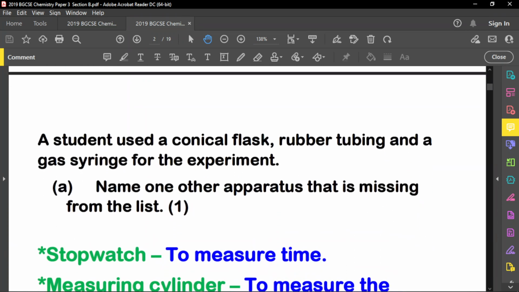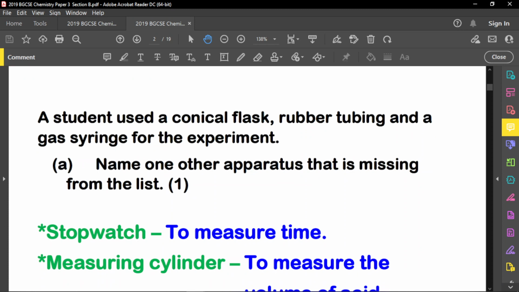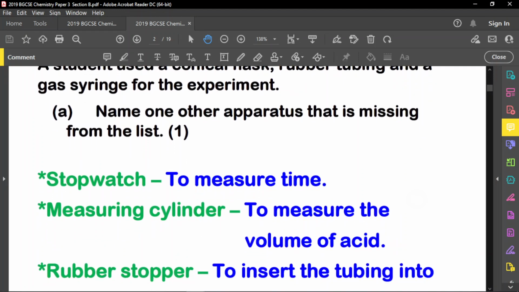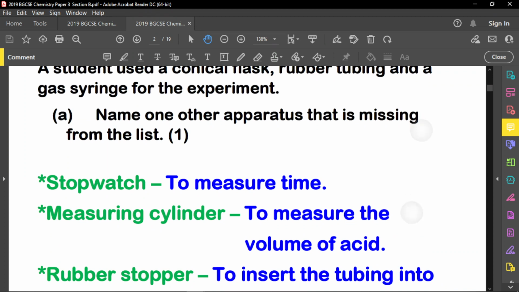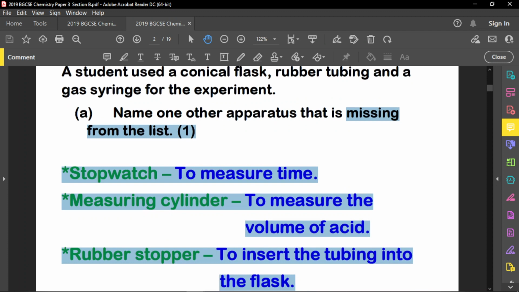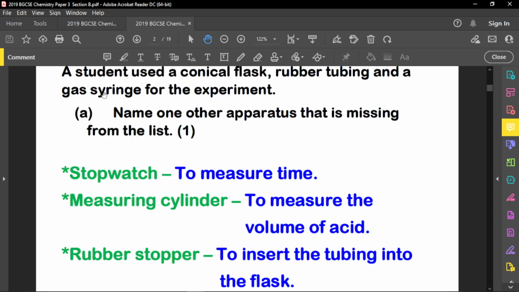A student used a conical flask, rubber tubing, and a gas syringe for the experiment. Name one other apparatus that is missing from the list. And so I put a few right here. Just to make you see everything at once, let me go a little bit more. What is happening here, if you notice, is we need a stopwatch to measure time because time was checked.